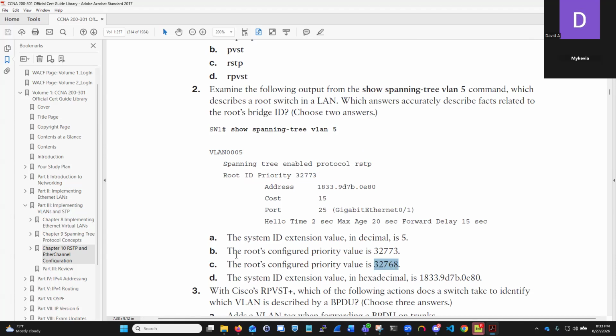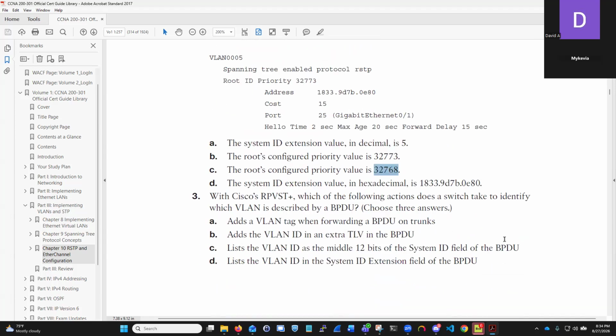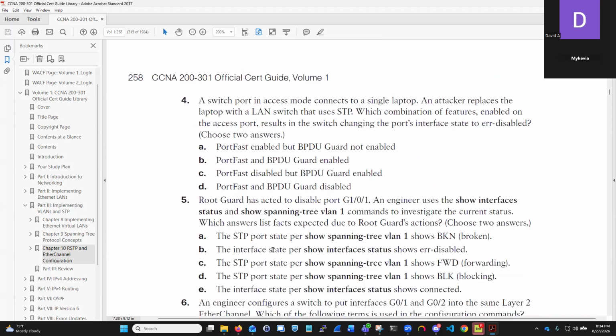The system ID extension value is basically the VLAN ID, like the VLAN number. Okay. Did that make sense? Yeah, it does. Cool. All right, let's go ahead and go to 3.